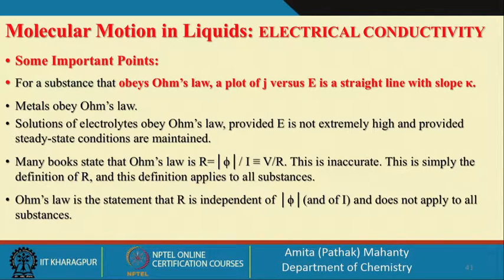Many books define Ohm's law as R equal to the absolute value of the electric potential phi divided by I, that means V by I. This is not exactly correct. This is simply the definition of R, and it cannot be defined for all types of substances. Ohm's law states that R is independent of the absolute value of phi, and it does not apply to all substances.